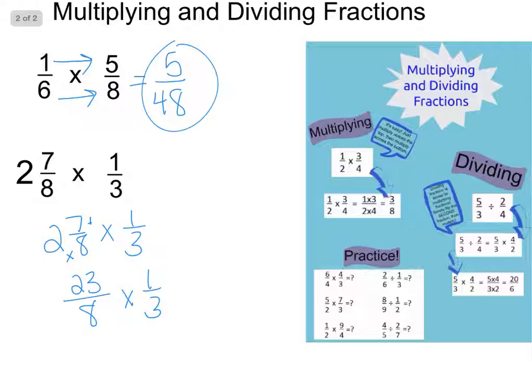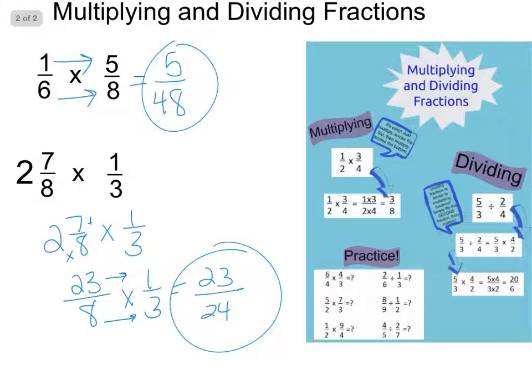Now that we have changed to an improper fraction, multiply right across. 23 times 1 is 23. 8 times 3 is 24. 23 and 24 have no common factors, so my answer's in lowest terms. That means I'm finished. Now let's think about division.